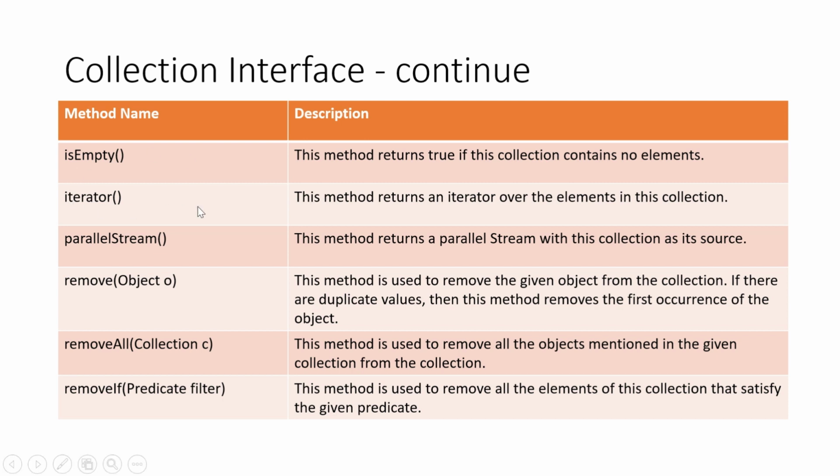Iterator will iterate the elements of the collection. ParallelStream returns the parallel stream of the collection. Remove is used to remove the given object from the collection. If there are duplicate elements or values, the first occurrence of the object will be removed. I will come to this in the example section.